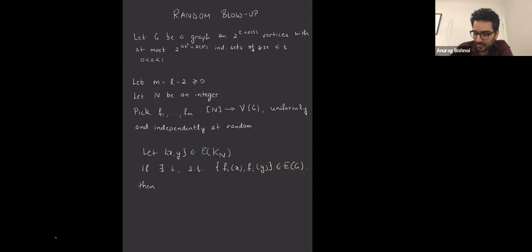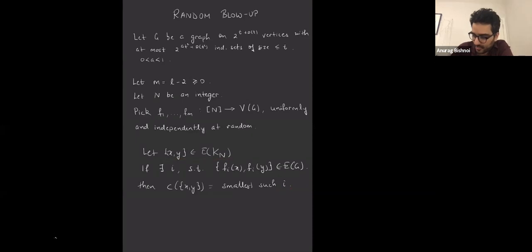then we color the edge. So the color of x comma y is equal to the smallest such i. We just go from f1 to fm, sequentially. The first time we see one of these functions which maps this x comma y to an edge, we color that edge of Kn using that index i. So this defines a coloring of some of the edges, right? For all those edges for which there exists such an i.